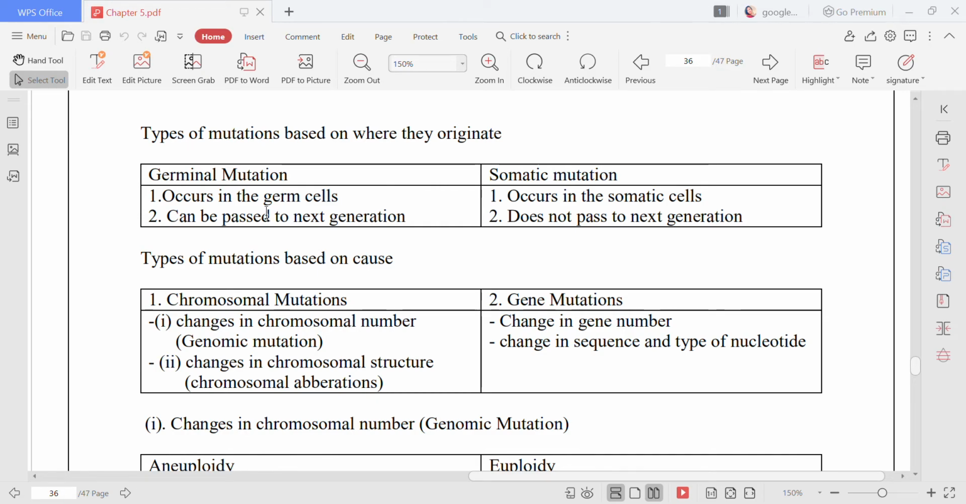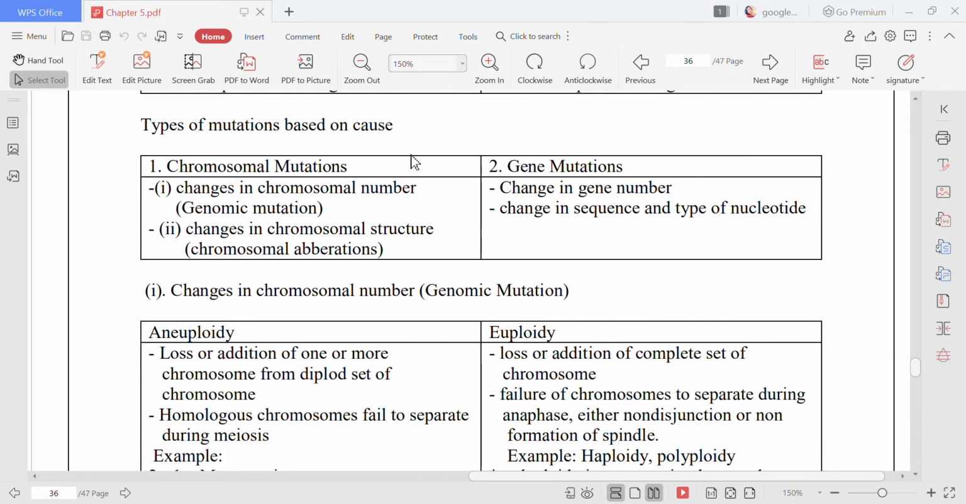Germ cells are the cells which will give rise to gametes. And if the mutation has occurred in somatic cells, then it is somatic mutation. So if the mutation has occurred in germ cells, that means if it has occurred in gametes, then it will be passed on to the next generation, right? Because they are present in the gametes now. But if it has occurred in somatic cells, they do not get passed on to the next generation. Easy? I hope this is easy.